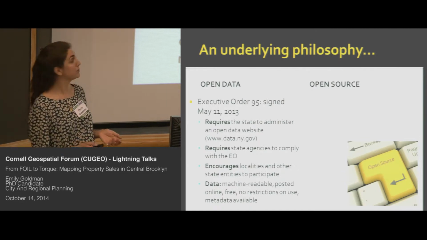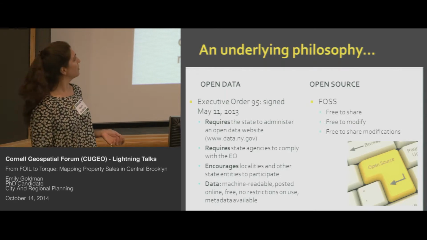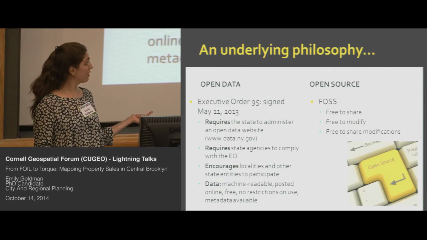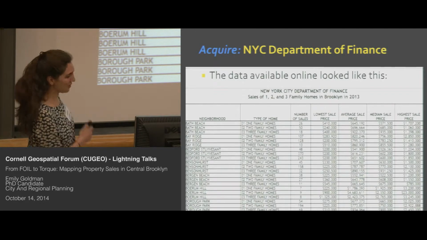And by open, in reference to data, we mean machine readable, posted online, free, no restrictions on use, and the metadata is available. When we talk about open source, free and open source software, we're talking about free to share, free to modify, free to share modifications, and free. It's free, no cost.